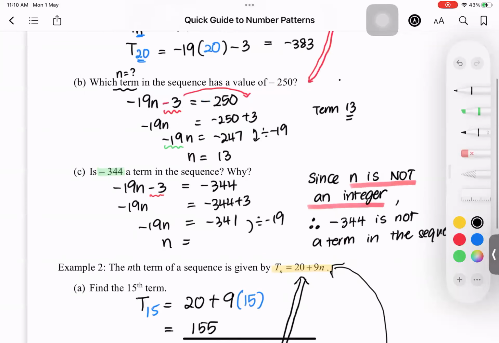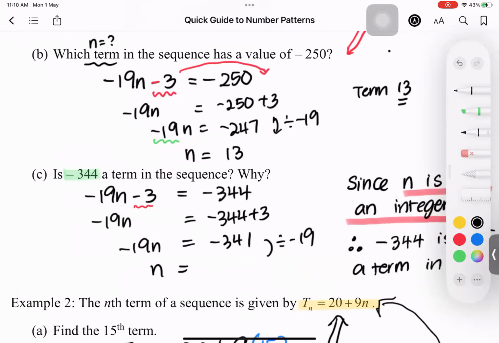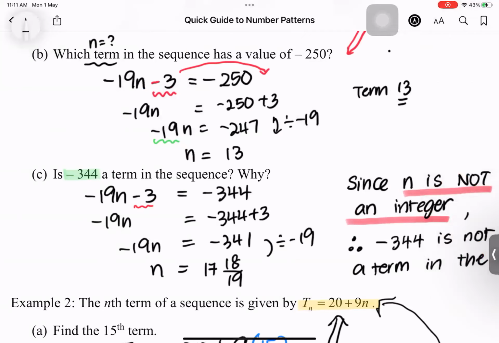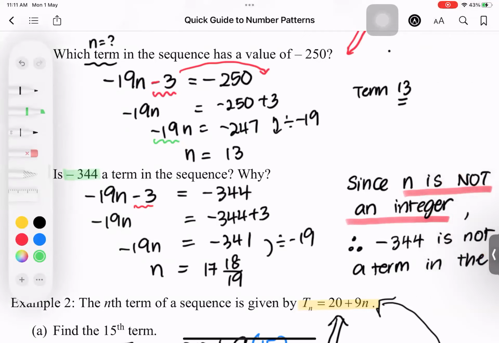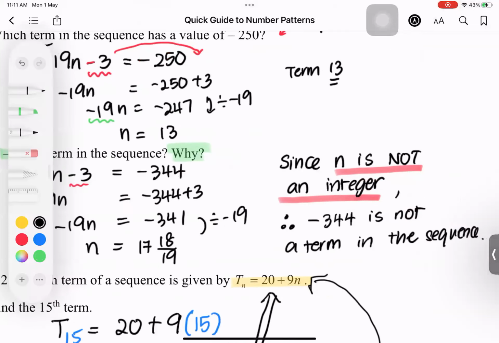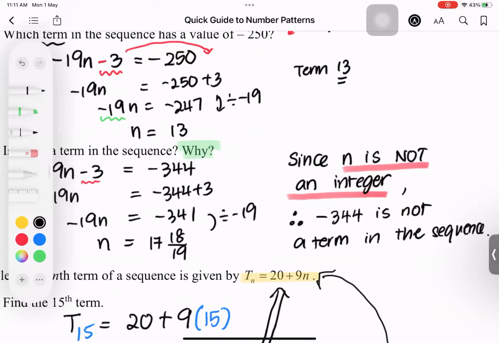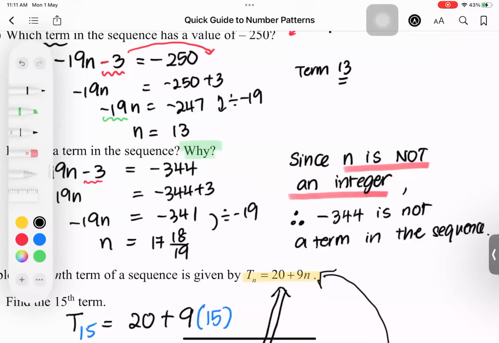This one is not a nice number, right? We get 341 over 19, or 1718 over 19. Since this one is a fraction, can I have a term T of 1780 over 19, a decimal place or not? Cannot, right? The question asked me to explain why, so I need to write an explanation: since n is not an integer, therefore this is not a term in the sequence.